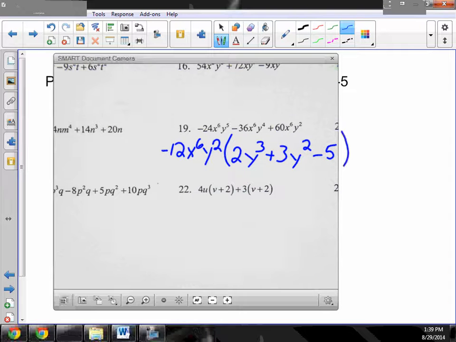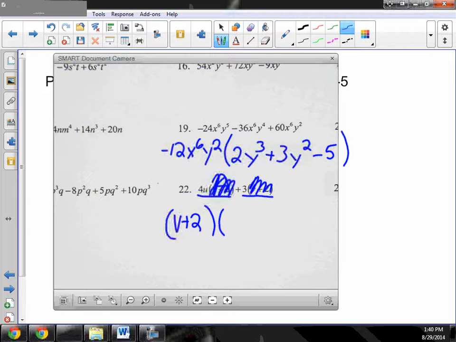22 is a little strange. Does this term and this term have anything in common? They both have a v plus 2. Can I pull a v plus 2 out? Well, what if it was just a big A? Could I pull it out? Yeah, it's just some number. We don't happen to know what it is. So if I pull out a v plus 2, so I cross this off and I cross this off, what's left? 4u plus 3.